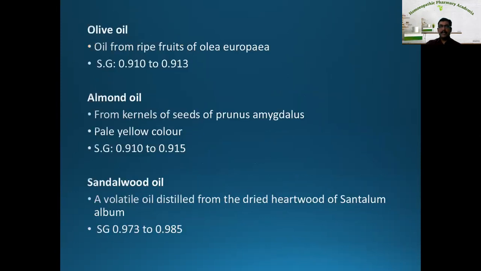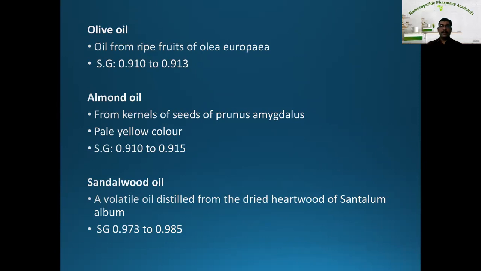Now let us see the oils, that is fixed oils and volatile oils. The common oils which are used in homeopathic pharmacy are olive oil, almond oil, sandalwood oil, sesame oil, then hydnocarpus oil, chaulmoogra oil, sandalwood oil, lavender oil, and rosemary oil.